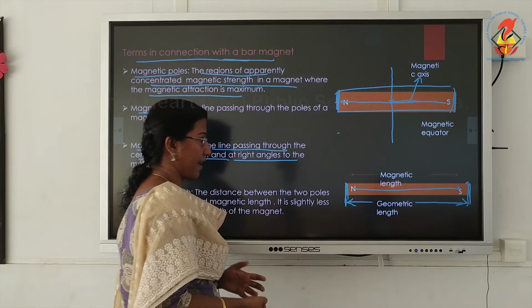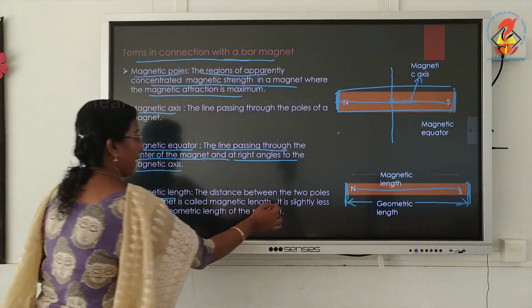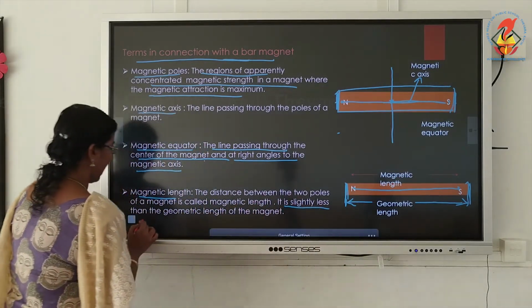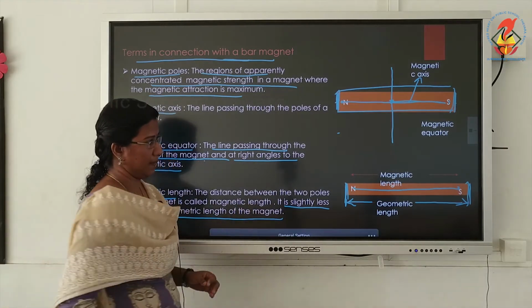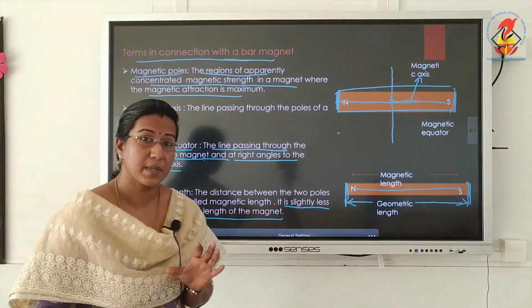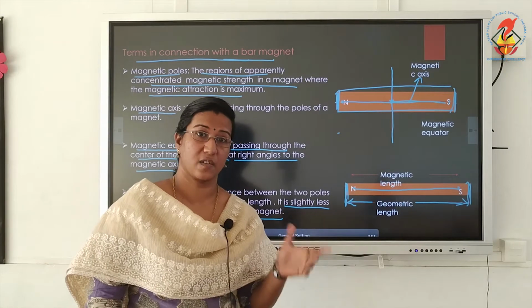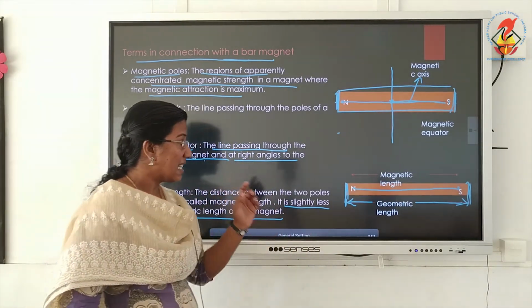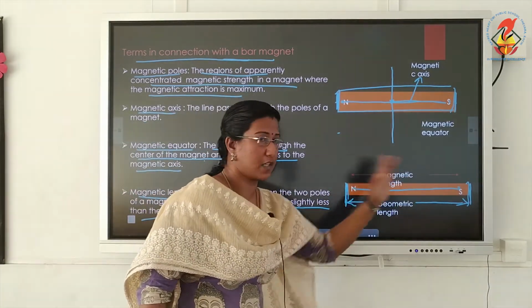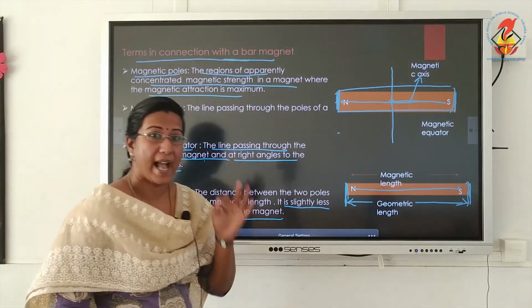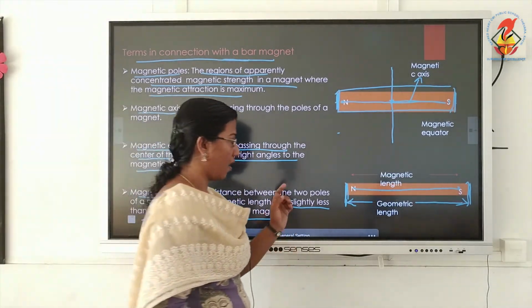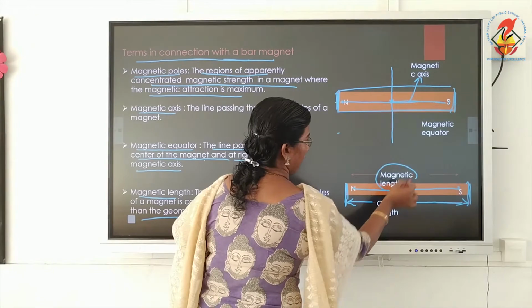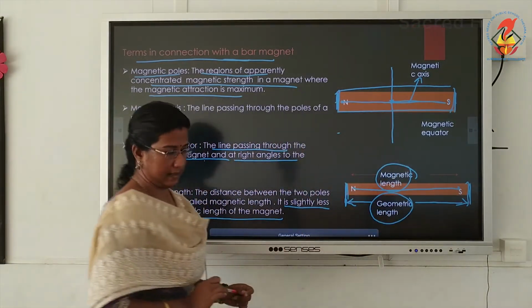So, if you look at this diagram, it is clear that magnetic length is slightly less than the geometric length. Magnetic length means the distance between the poles of the magnet, whereas geometric length means the distance between the end points of the magnet, and the magnetic length for a bar magnet is always less than the geometric length.